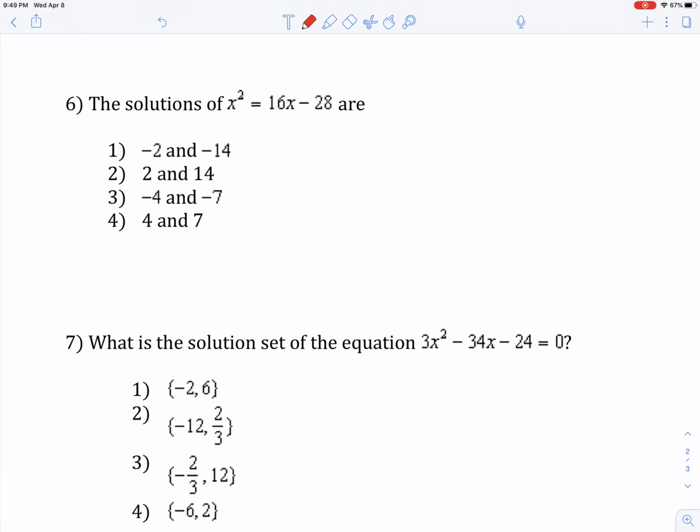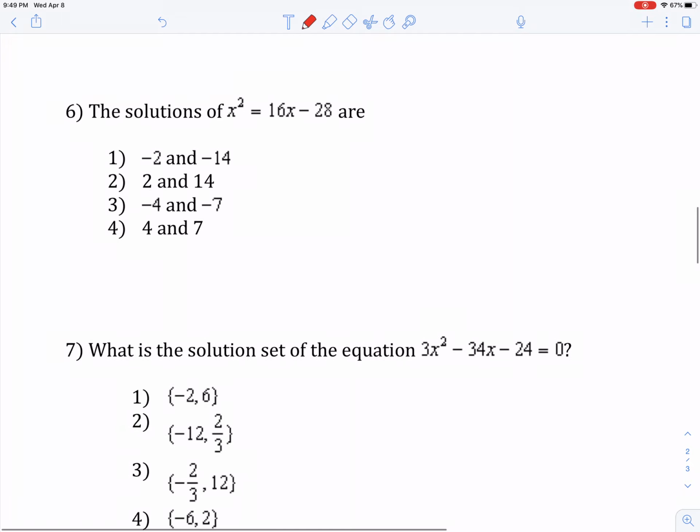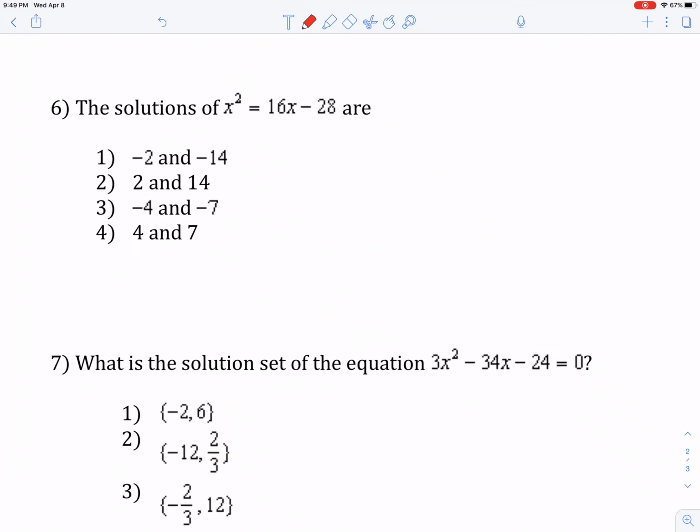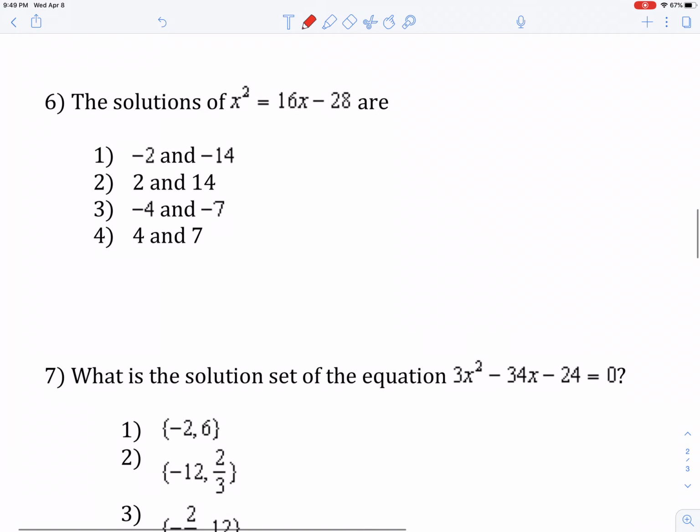Okay, so number 6 is different now. Not set equal to 0. So again, you have the choice to plug in all the choices, see if any of them work. Well, obviously some of them are going to work. Which two will work? You could graph in the calculator and find the x-intercept. So for your work, I would expect to see a sketch of the graph and show me the x-intercepts. Or you could show factoring and setting each factor equal to 0. However, for this one, there's that extra step of setting it equal to 0.